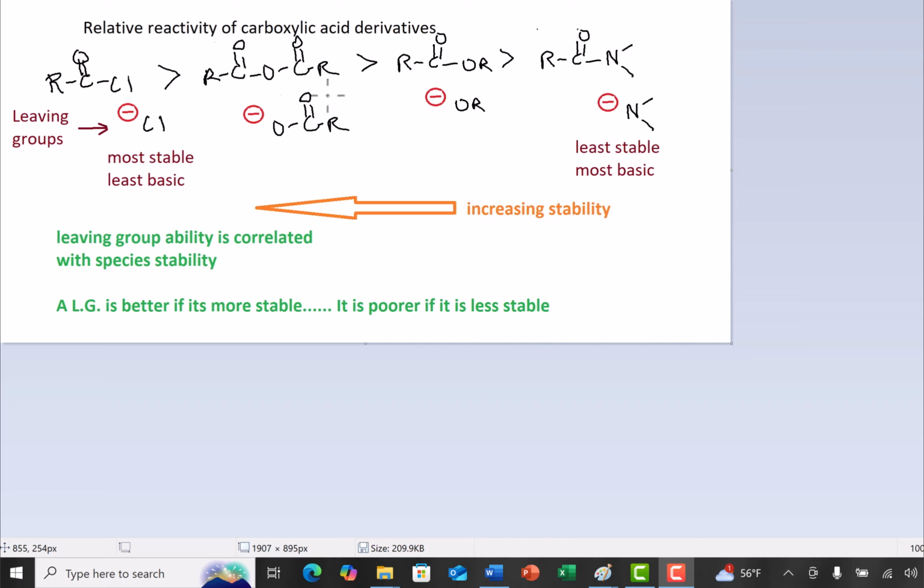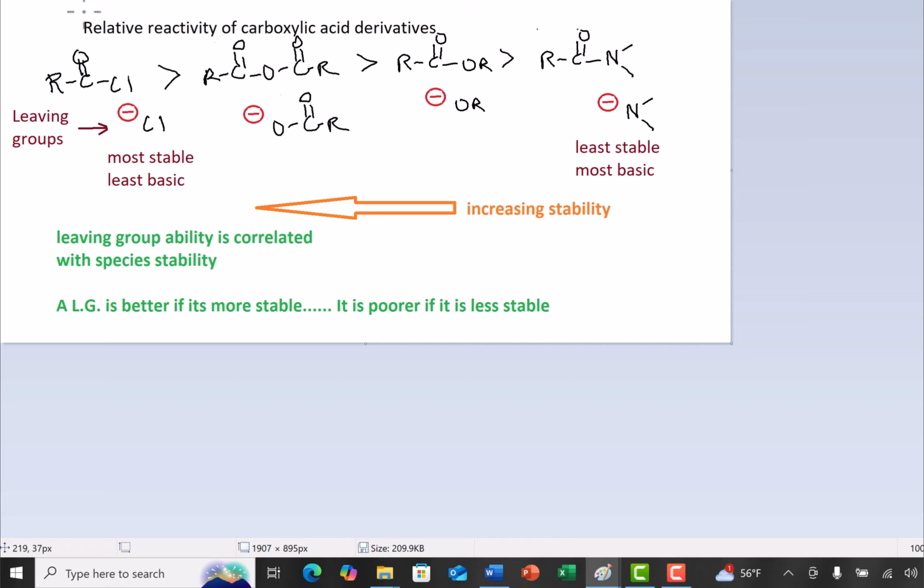It's important to realize that with respect to the acyl carbon substitution, there's a relative reactivity, and that's shown in the slide here. The most reactive is the acid chloride on the far left. The least reactive is the amide on the far right. So it's important that you know this relative reactivity and explain why it's followed.